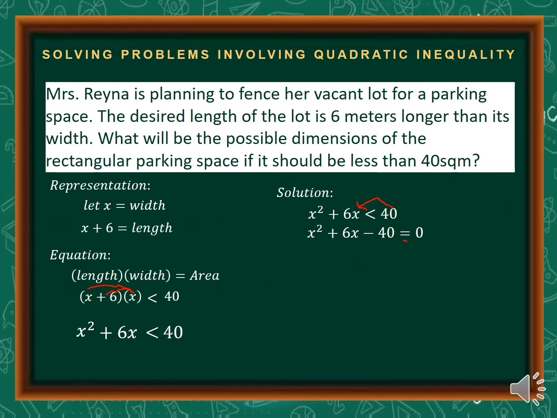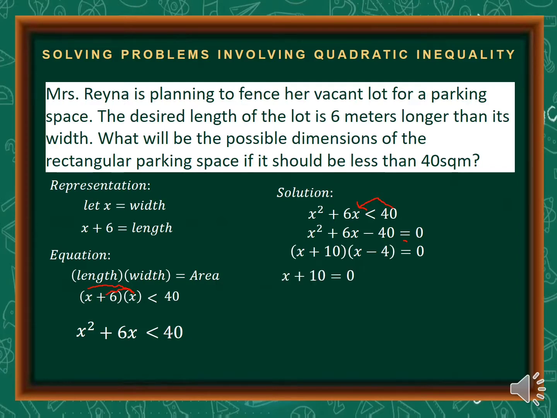After transforming it, let us solve the quadratic equation. Solving it, I will use factoring. Factoring, so we have x plus 10 times x minus 4. Now, factors kasi ng 40 ay 10 times 4. Okay? At yung positive 10x at saka negative 4x will result to positive 6x. So, this is our factored form.